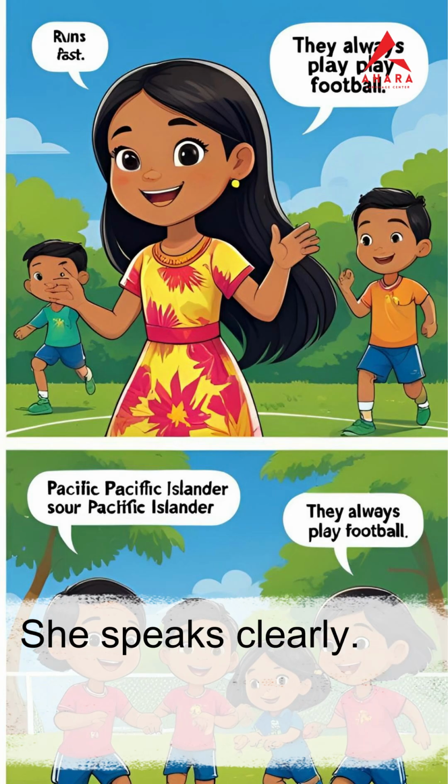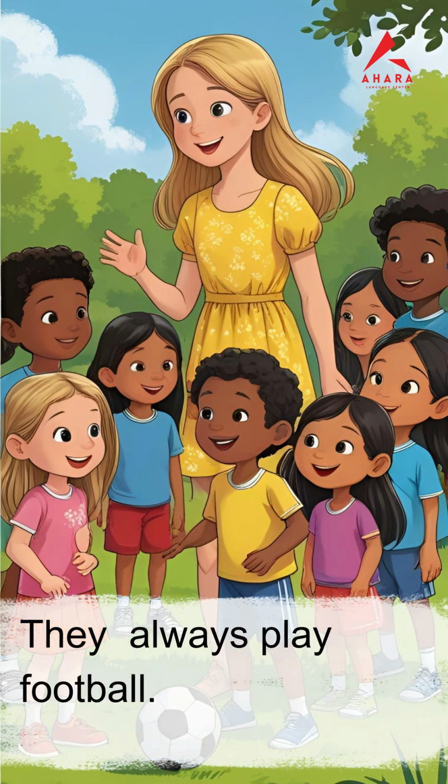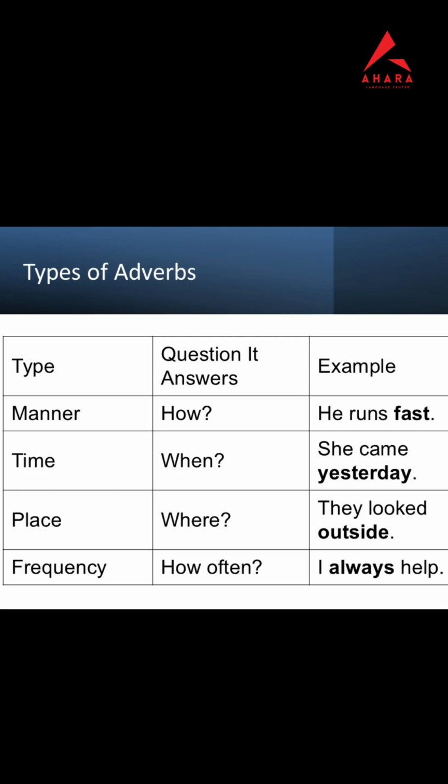She speaks clearly. How does she speak? Clearly. So the word clearly becomes the adverb. They always play football. How often do they play? Always. So the word always becomes an adverb. The types of adverbs used here, if you check, are manner, fast and clearly, and the other one is frequency, always. So this is the way to identify the adverb in the given sentence.